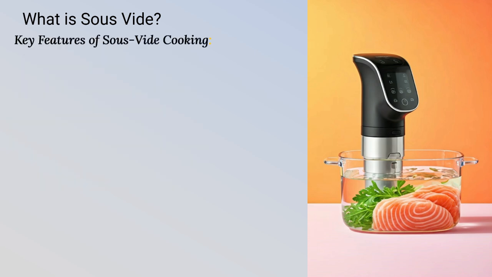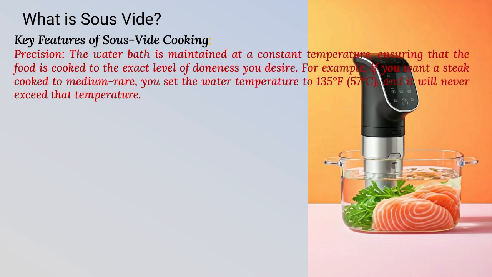Some key features of sous vide cooking. Let us discuss that. First of all, precision. The water bath is maintained at a constant temperature, ensuring that the food is cooked to the exact level of doneness you desire. That means you have to set the doneness level. Accordingly, you set the temperature, and the cooking will continue up to that.